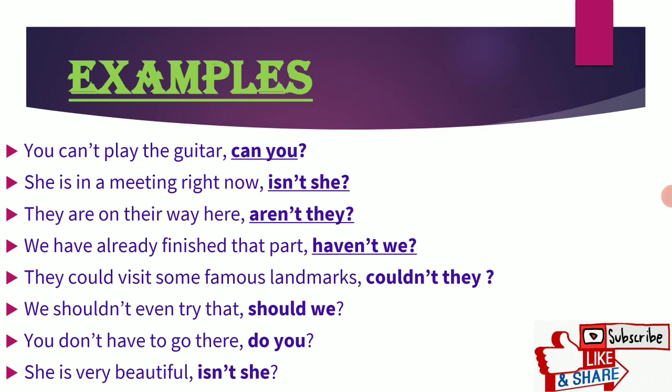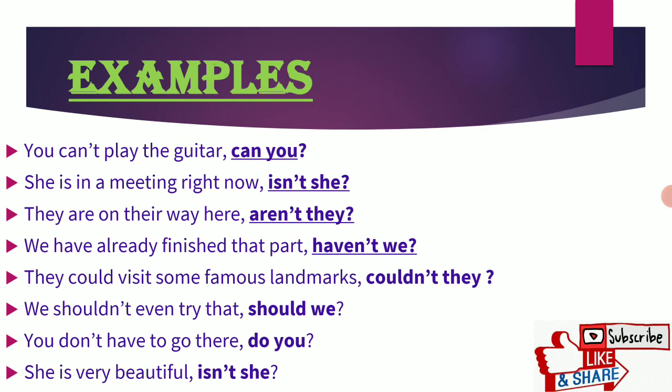Next one, they are on their way here. So are is a positive one, so we will make it a negative one, aren't, and the pronoun, the first word, that is they, so you will take the pronoun over there, aren't they? And then of course the question mark follows it. Next, we have already finished that part, haven't we? They could visit some famous landmarks, couldn't they?